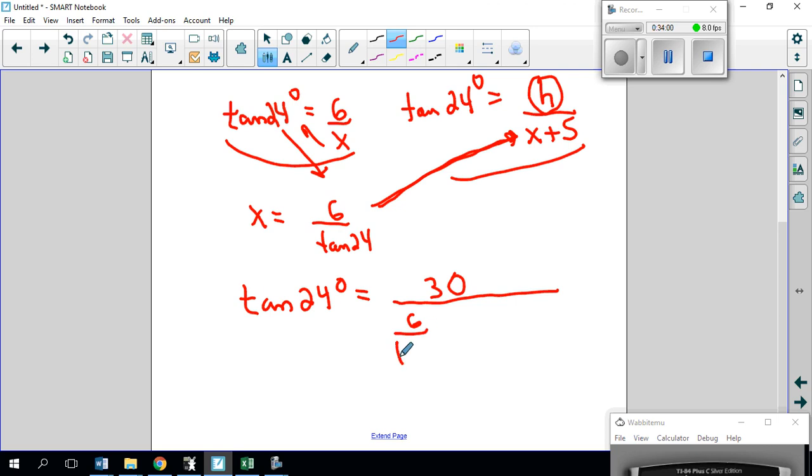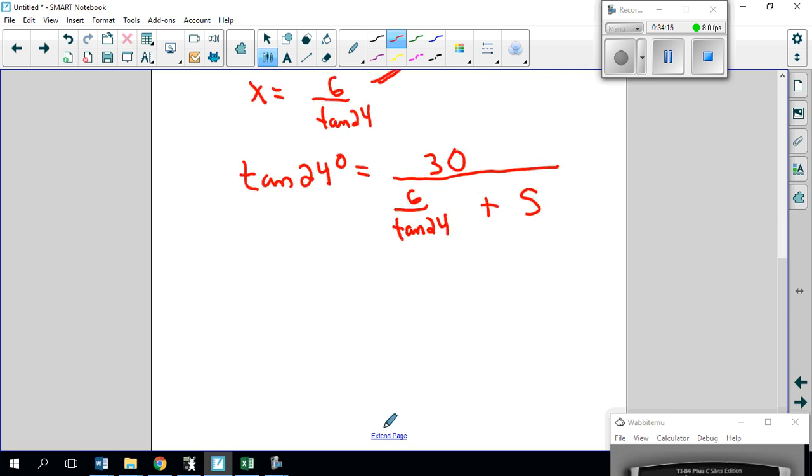Else, maybe you got this problem here. 6 over tan 24 plus the length of the shadow. Now, the question is, do you want to brute force this, or do you want to work it with decimals? I'm going to brute force it. So here's what I'm going to do. So tangent 24 degrees is 30 over this stuff. But I got to find a common denominator.